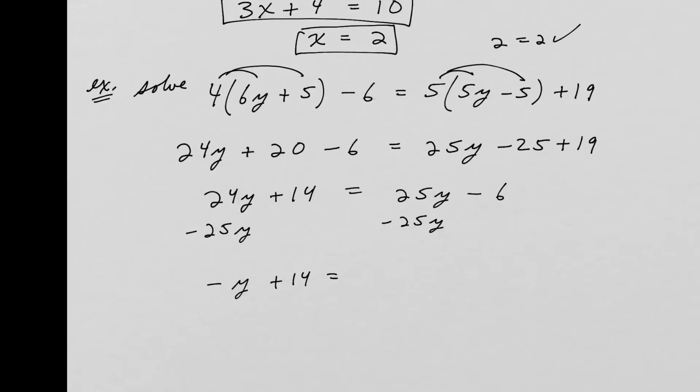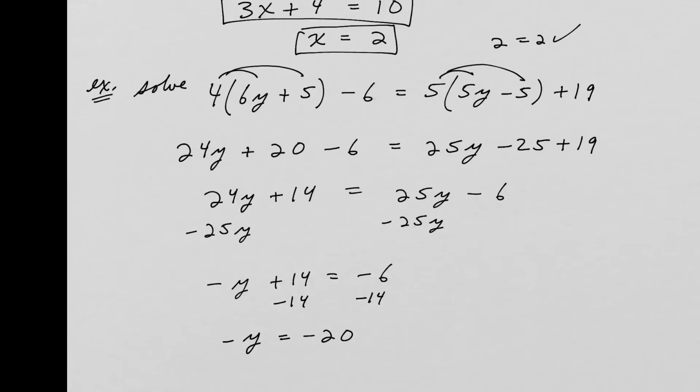And on the right-hand side, the y's are gone, right? 25y minus 25y is 0, so I just have a negative 6. And then finally, I still need to isolate the y. I'm almost there, so I need to subtract the 14, get rid of this 14. Whatever I do to one side, I'll do to the other side. So I have negative y is equal to negative 20.